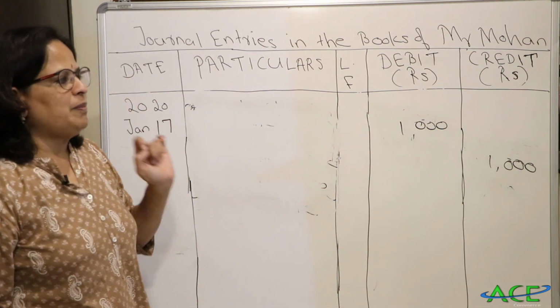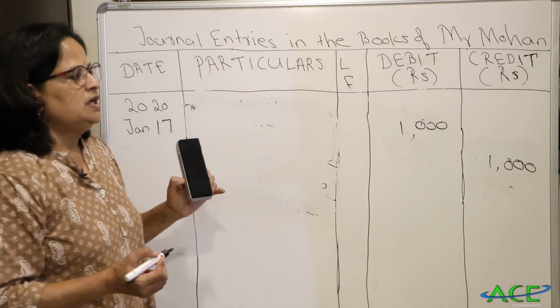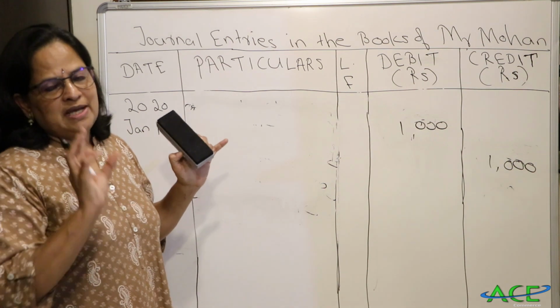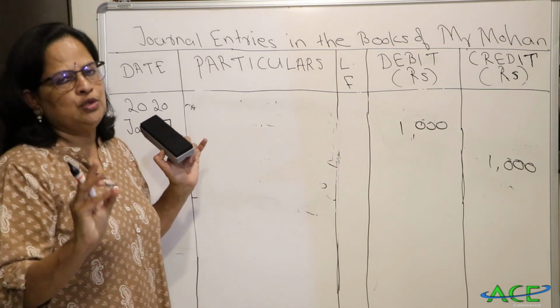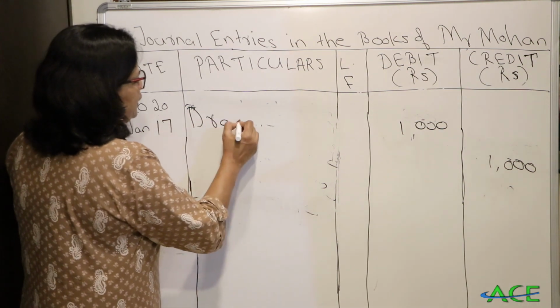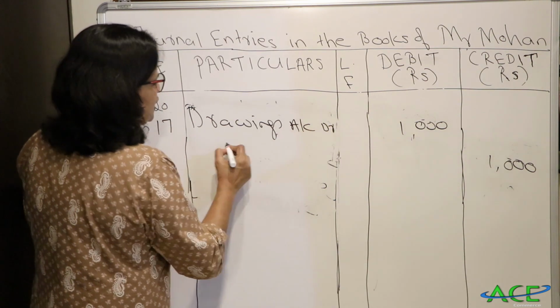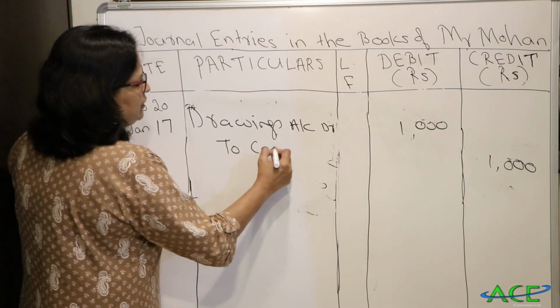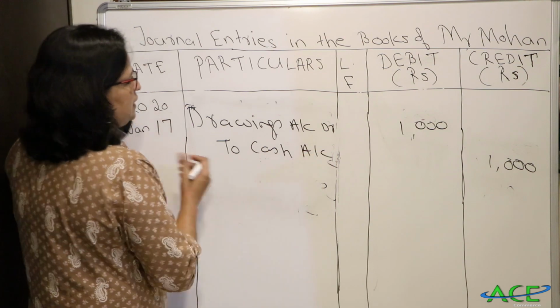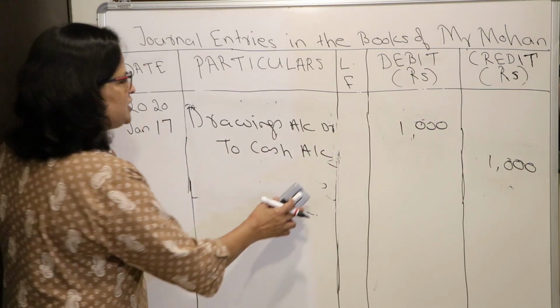Next transaction is proprietor bought scooter worth rupees 35,000 for personal use. So here also it's the same drawings, another form of drawings. He wants to buy a scooter and he is using the business funds. So drawings account debtor, we are not writing scooter account because he is using business funds. Drawings account debtor to cash account. Cash is going from the firm. So drawings account debtor 35,000 to cash account 35,000. Next transaction.